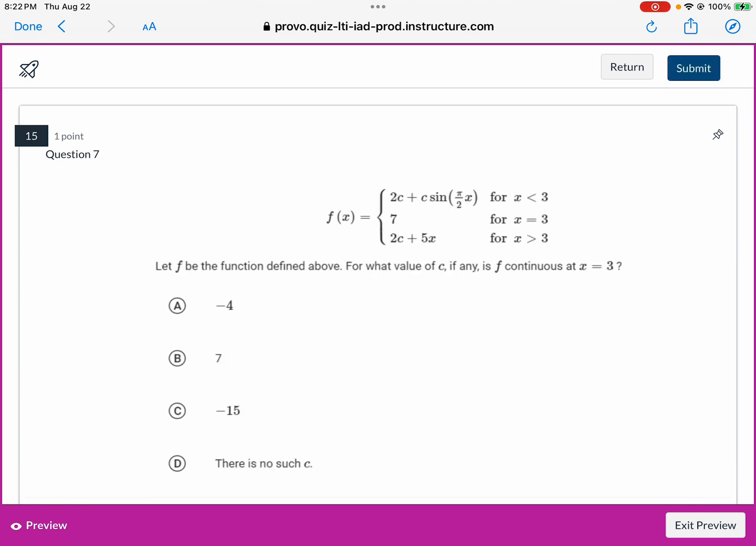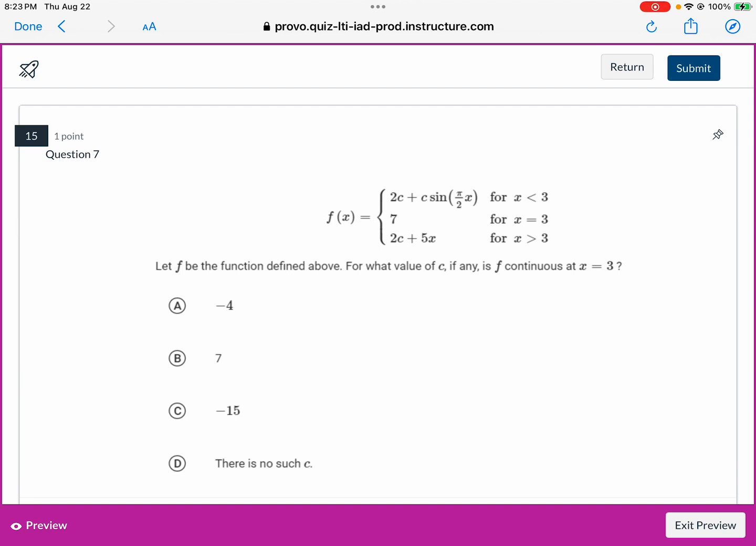All right, and then we have let f be the function defined above. For what value of c, if any, is f continuous at x equals 3? Okay, so note here that the function is defined at x equals 3. The function at x equals 3 is 7, yeah? And so the function above it would have to be equal to 7 if you plug in 3 for x. So plug in 3 for x, and then you have to set that equal to 7. It has no other choice but to be 7, and solve for c.